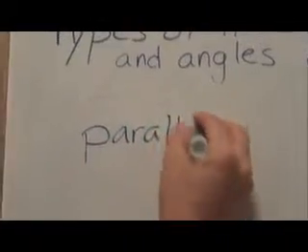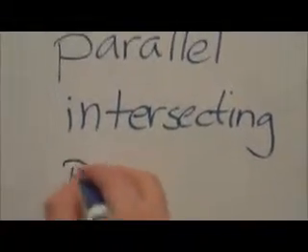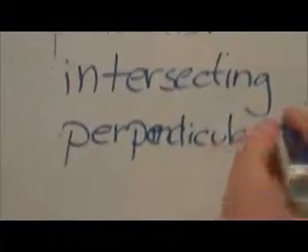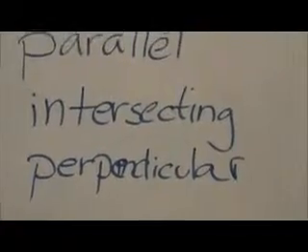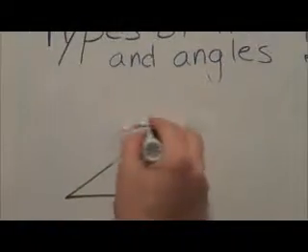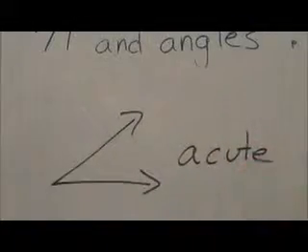Now, to recap, I had parallel, intersecting, and perpendicular lines. These are the three types of lines. Now, you've also got different types of angles. One of the very first angles you ever saw probably looked like this. This is what we call an acute angle.